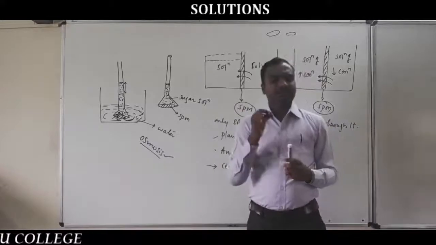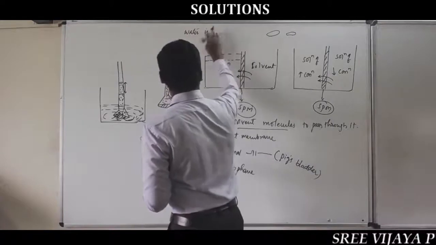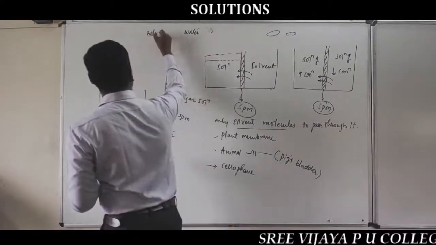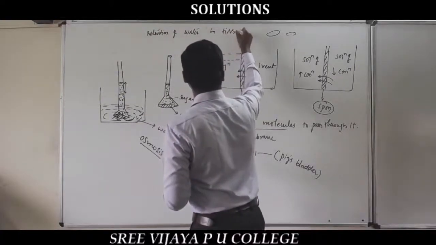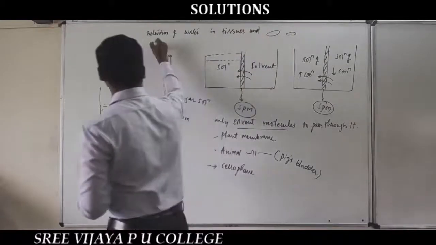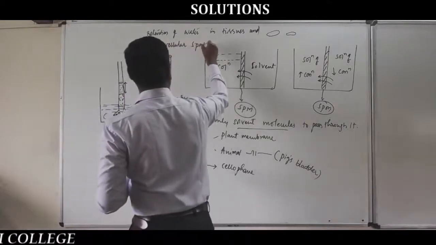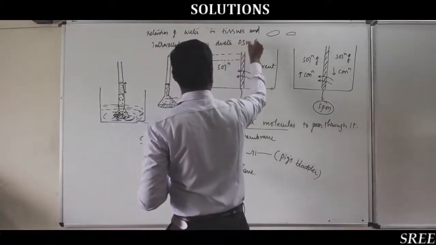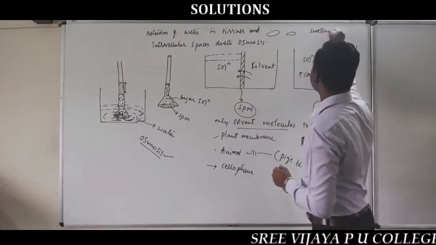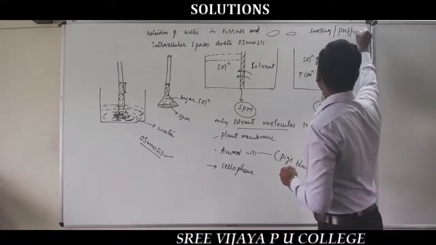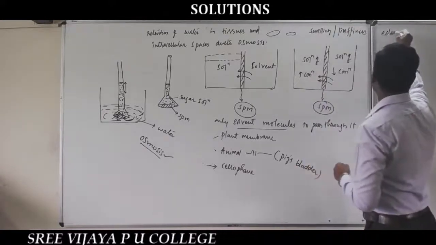What happens here is the water is retained, the retention of water in tissues and intracellular spaces. That is also due to osmosis. That causes swelling or puffiness. That condition is called edema.